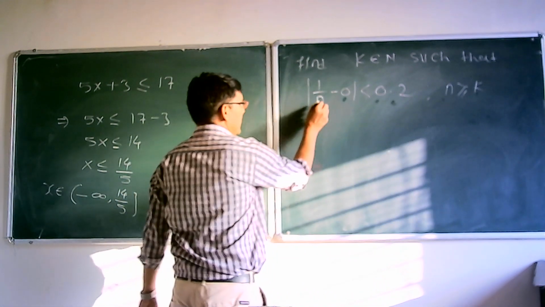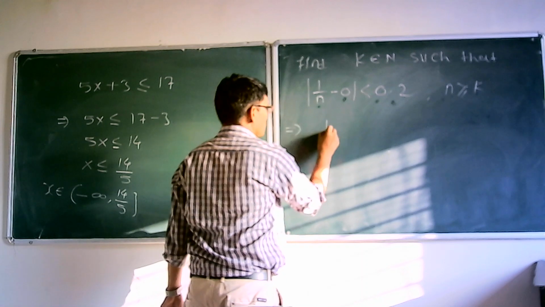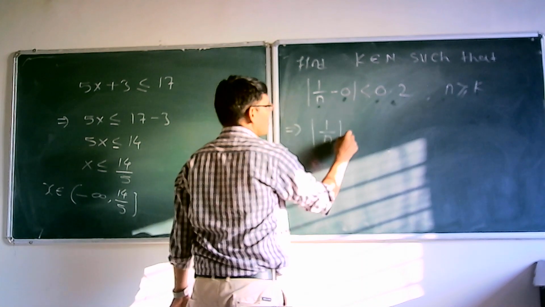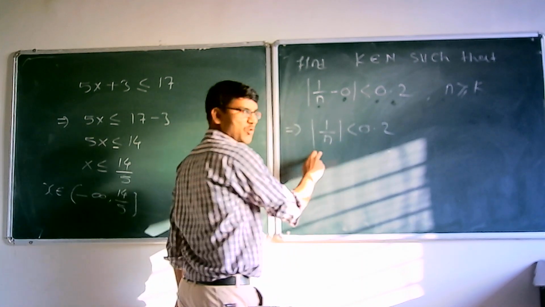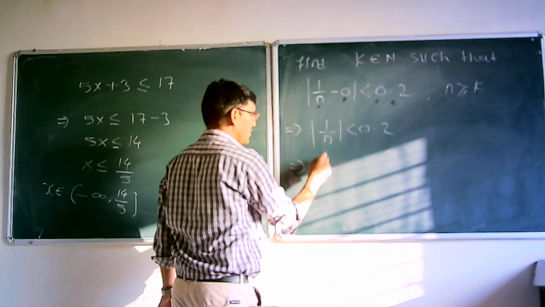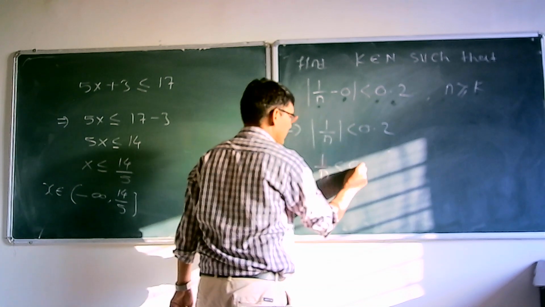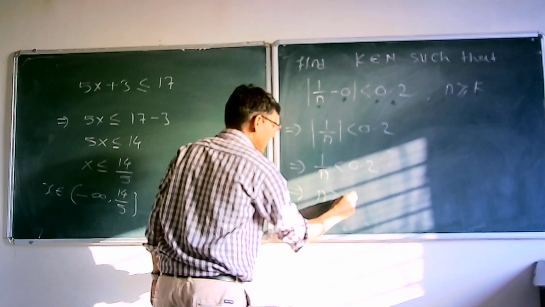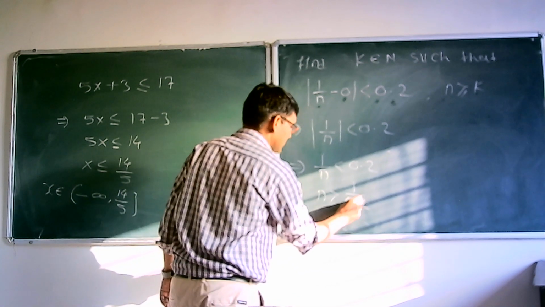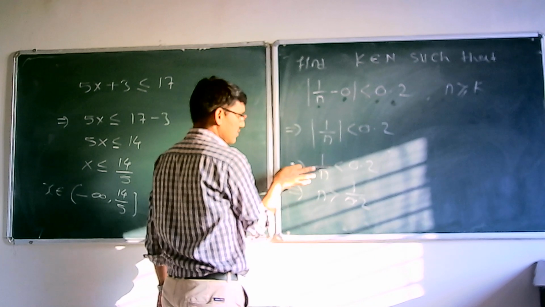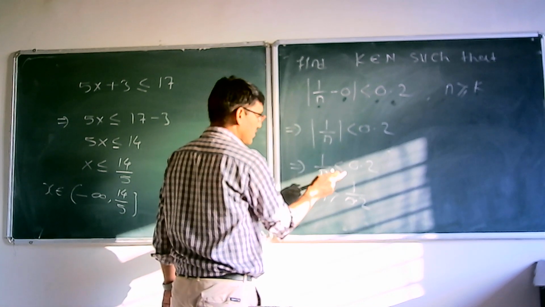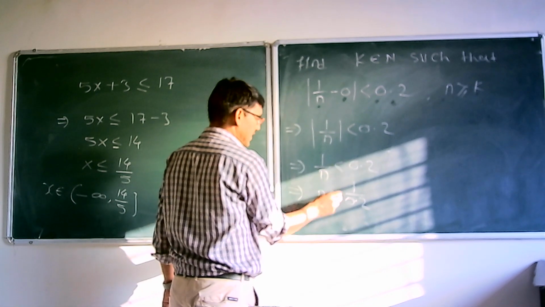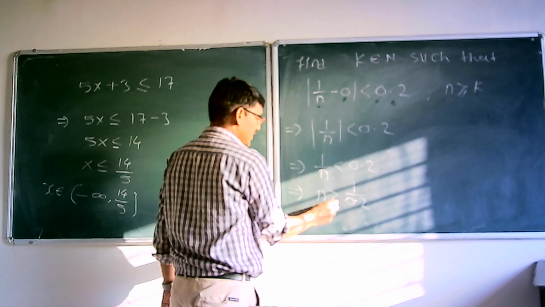So all of you know that 1 by n minus 0 is 1 by n, and since it is a positive number, since 1 by n is greater than or equal to 0, there is no need to write the modulus sign. So 1 upon n less than 0.2. What this implies is n is greater than 1 upon 0.2. If we take this term on the numerator and this term on the denominator, this sign becomes greater than.